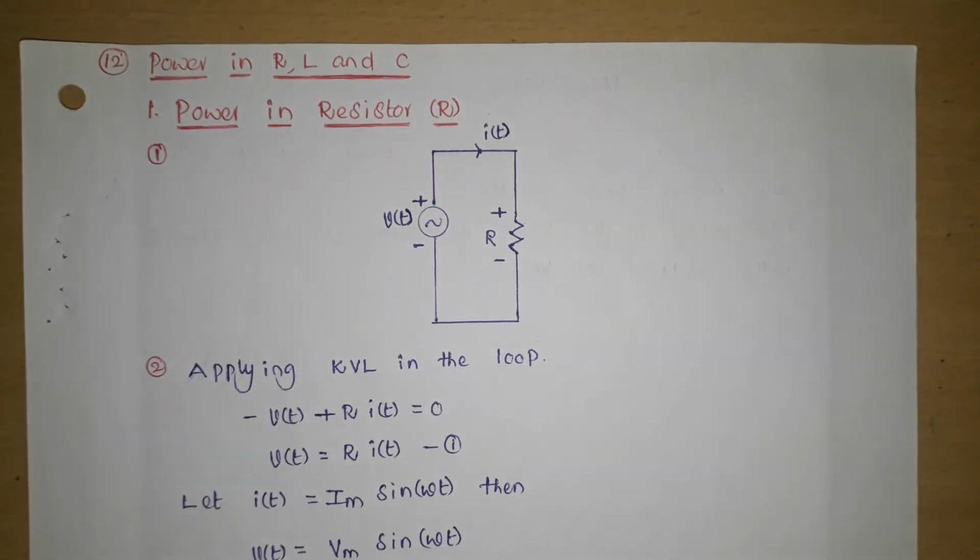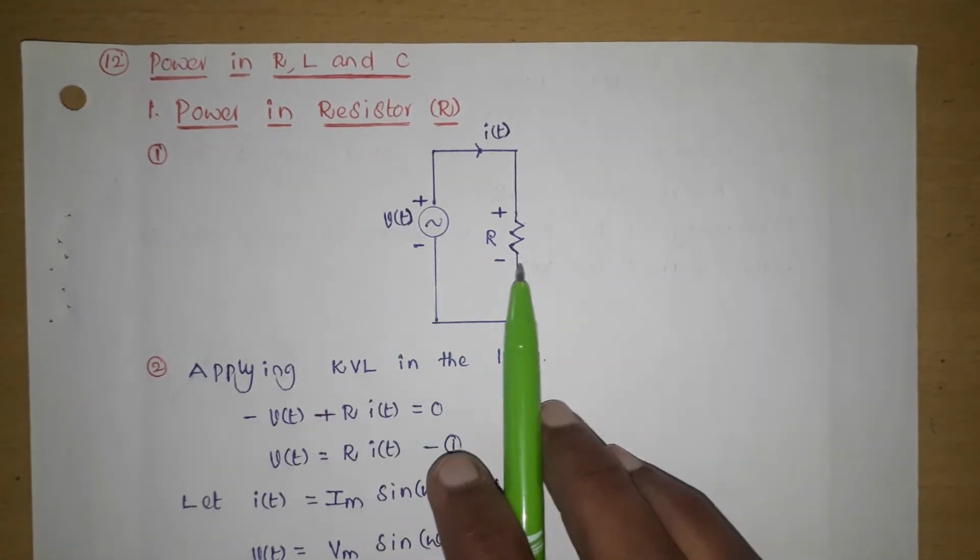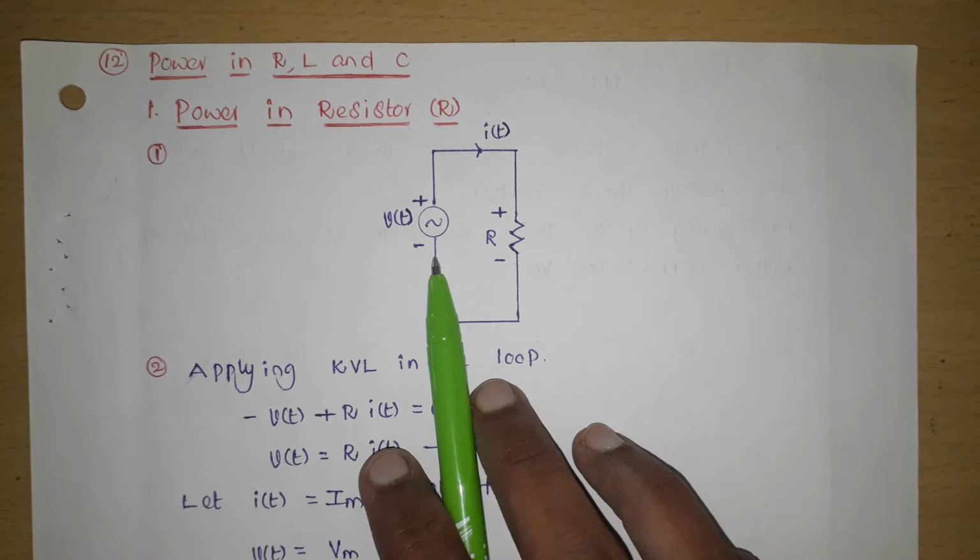So, power in resistor, inductor and capacitor. Here we have to get the power waveform in the elements, that is the resistor, inductor and capacitor. So the first element is the resistor. Connect the resistor to a voltage source.